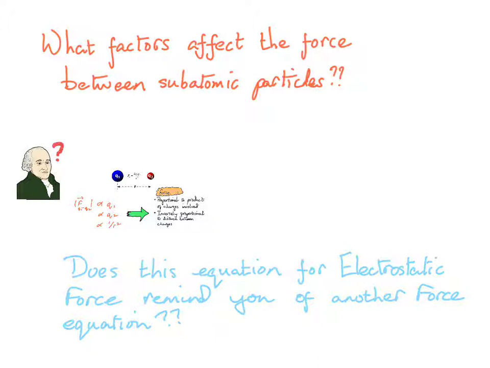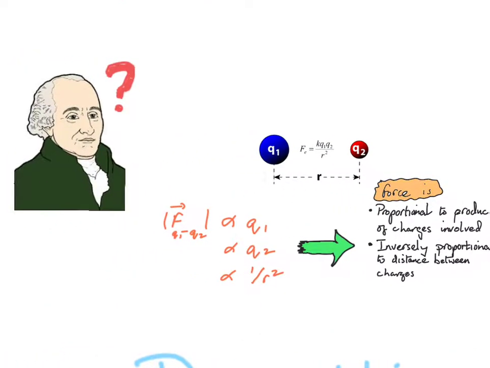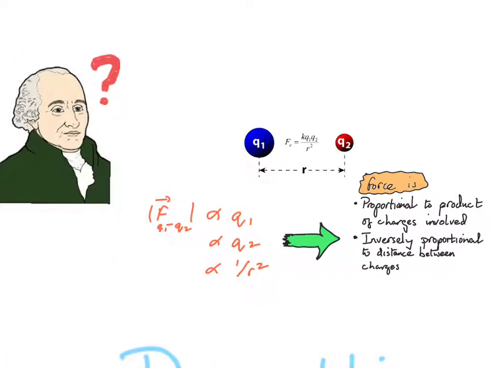So the question is, we know that these charges have a force between them, and we know that they can attract or repel. But what factors affect the force between subatomic particles? Well, that's a question that boggled the mind of one Charles Coulomb, a French physicist. He was very interested in charges and did a lot of experiments to find how charges behaved in connection to one another. And he came up with a law or an equation which is now known as Coulomb's law.